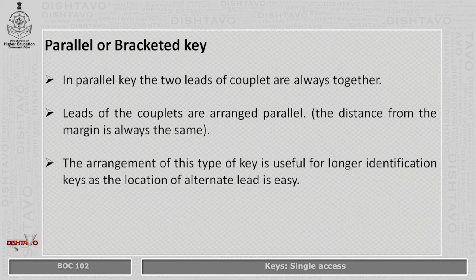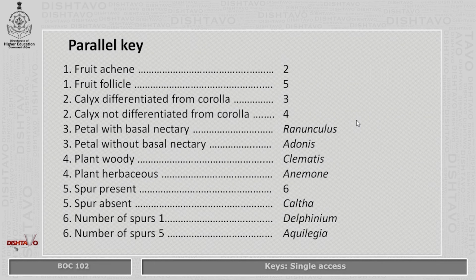In parallel key, the two leads of the couplets are always together. The leads of the couplets are arranged parallel, that is the distance from the margin is always the same for the couplets and even the subordinate couplets. The arrangement of this type of key is useful for longer identification keys, as the location of the alternate lead is easy because both the leads are always arranged parallel or found together. This slide shows the structural arrangement of parallel key.